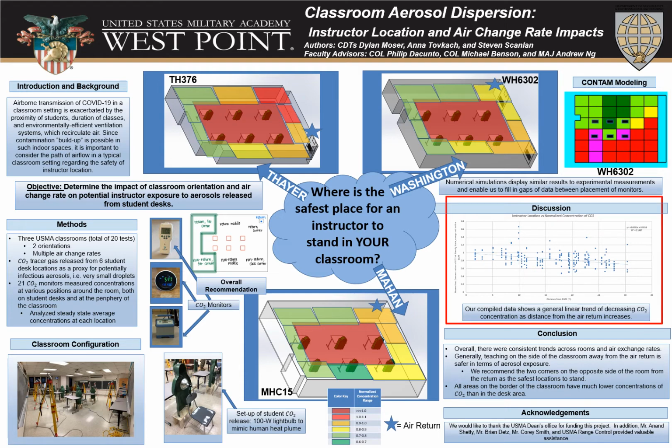Graphing normalized concentration of CO2 versus the distance from the air return in each classroom resulted in a general negative linear trend. In conclusion, this experiment showed a consistent trend that the safest place for an instructor to stand in the classroom was on the side opposite the return. We hope that these results are valuable for educators who are trying to conduct in-person classes, and this experiment will set a baseline for future studies.